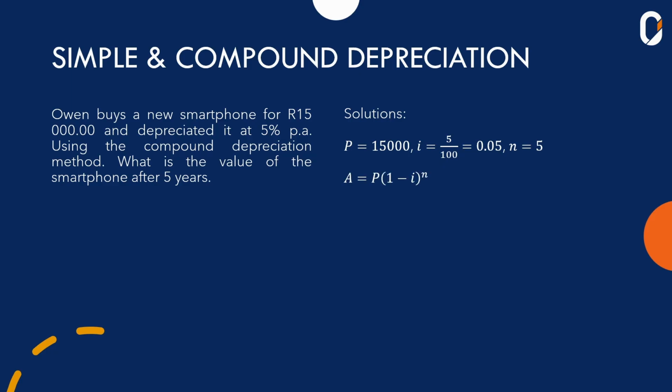And now introducing our formula, we'll have A is equal to P(1 minus i) all to the power n, and substituting the values that we know, A is equal to 15,000(1 minus 0.05) all to the power 5, and that will give us a value of 11,606 rands 71 cents. That is the value of the smartphone after 5 years.